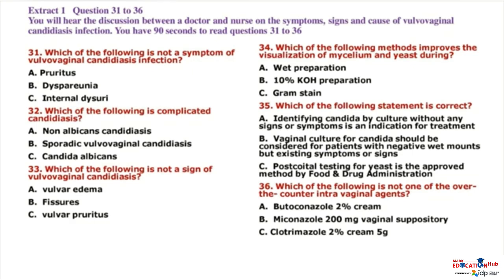Identifying Candida by culture in the absence of signs or symptoms is not an indication for treatment, since approximately 20% of women harbor Candida species and other yeasts in the vagina. However, postcoital testing for yeast is not approved by the Food and Drug Administration. Culture for yeast remains the gold standard for diagnosis. Vulvovaginal candidiasis can occur concomitantly with sexually transmitted diseases. Most healthy women with uncomplicated vulvovaginal candidiasis have no identifiable precipitating factors.